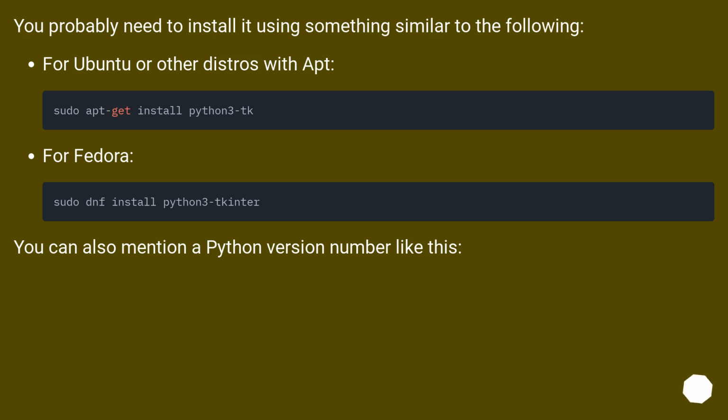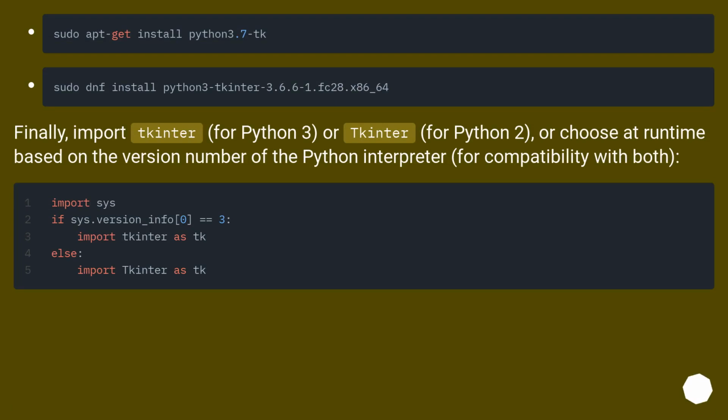You probably need to install it using something similar to the following. For Ubuntu or other distros with apt. For Fedora. You can also mention a Python version number like this. Finally, import Tkinter for Python 3 or Tkinter for Python 2, or choose at runtime based on the version number of the Python interpreter for compatibility with both.